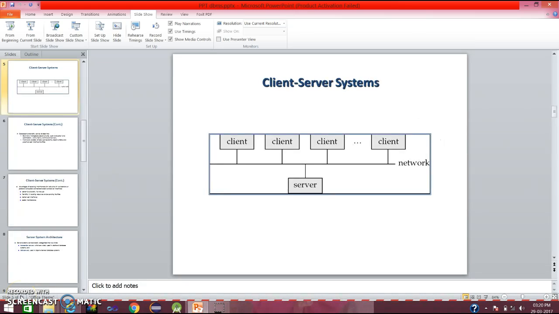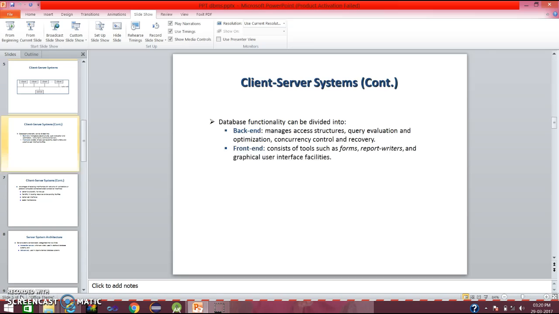This is the client-server system. Server systems are connected to the clients through the network. Database functionality is basically divided into two parts: a back end and a front end. The back end manages the structure, query evaluation and optimization, concurrency control, and recovery. The front end consists of tools such as forms, report writers, and graphical user interface facilities.